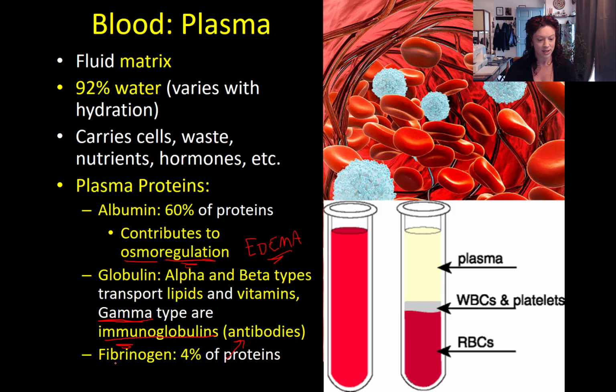Finally, last protein, and my favorite, fibrinogen, pardon me. Fibrinogen only makes up about 4% of the proteins in the blood, but it's critically important. It participates in blood clotting, which is a really fascinating process.